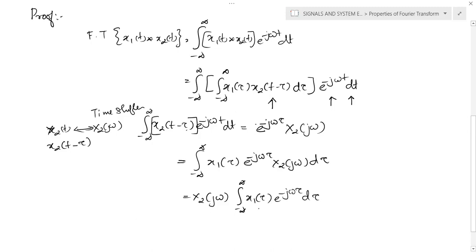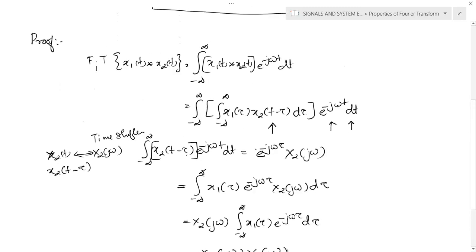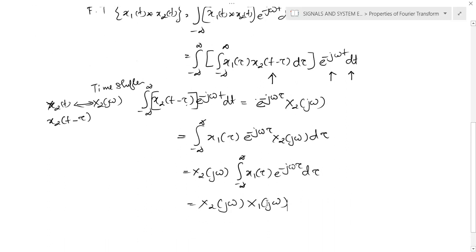If you observe this particular equation, this is actually the Fourier transform of x1 of τ. Instead of t, here it is written as τ, which is the only difference. So you can write simply X2 of jω into X1 of jω. This is actually the Fourier transform of the signal x1 of t. So this is a proof that the Fourier transform of x1 of t convolution x2 of t can be written as the product of X1 of jω into X2 of jω.